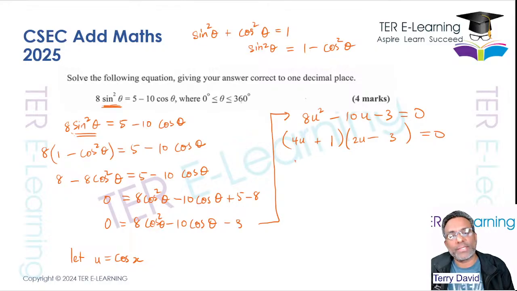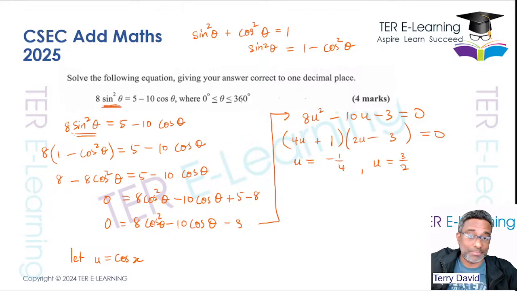So if I put each bracket equal to 0, I'm going to get that u is equal to negative a quarter, and the second one is that u is equal to 3 over 2. Now, what am I going to do with that? This part is the tricky part that students have a little trouble with, so it's a good thing we're doing this question.